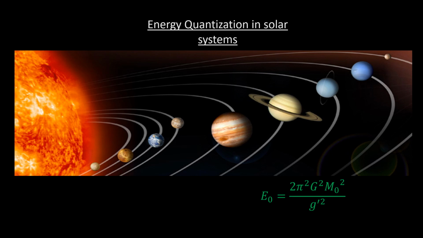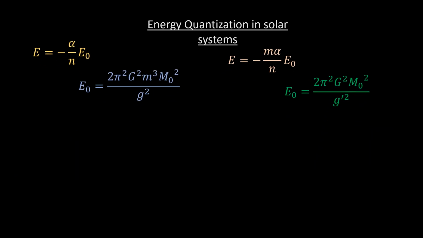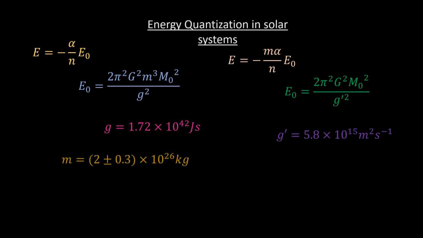Nevertheless, I am showing this alternative, which is a more precise approach, just to convince you more of the validity of the model. For independent masses, this is the energy equation and the corresponding E0. As you saw in the previous videos, G prime is 5.8 exponential 15 and G is 1.72 exponential 42. Let's take an average mass in the neighborhood of 2, bounded by an error value of 0.3 exponential 26 kilograms.